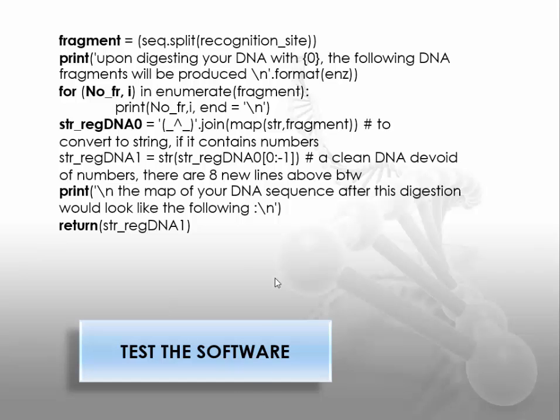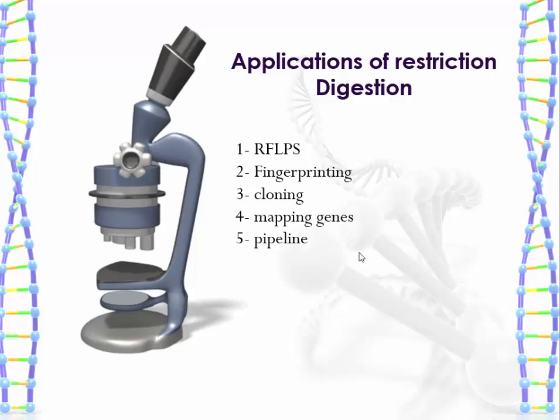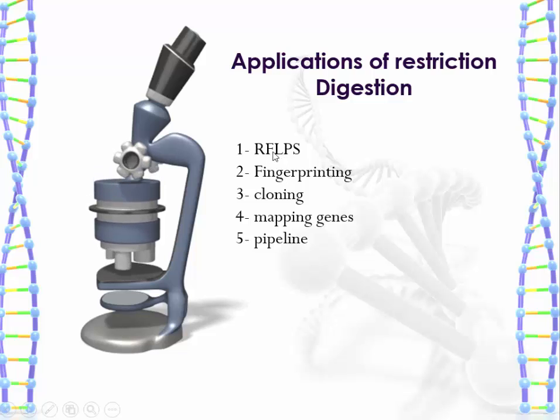So back to the presentation. The final point was the applications of restriction digestion. You can use it to perform restriction fragment length polymorphism, and then convert the data to categorical data and perform statistical analysis for population studies. You can do fingerprinting or design cloning strategies and map genes. And the most important thing is to design a pipeline.